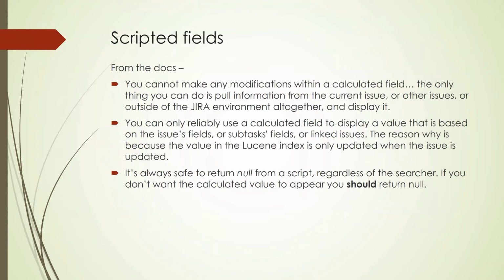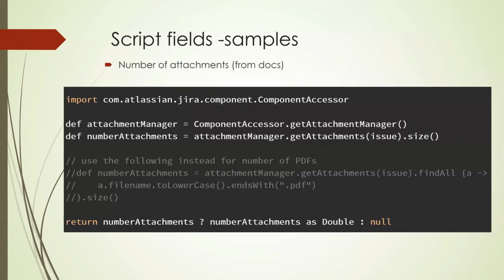So to understand it better, let's see some examples. This is one of the very basic examples, which is right from the documents of ScriptRunner. Basically, you want to have a field which shows the number of attachments for an issue. So what you do, you just get a component accessor, you get an attachment manager. This is something important to understand if you're starting with ScriptRunner, or if you're starting a bit with Groovy.